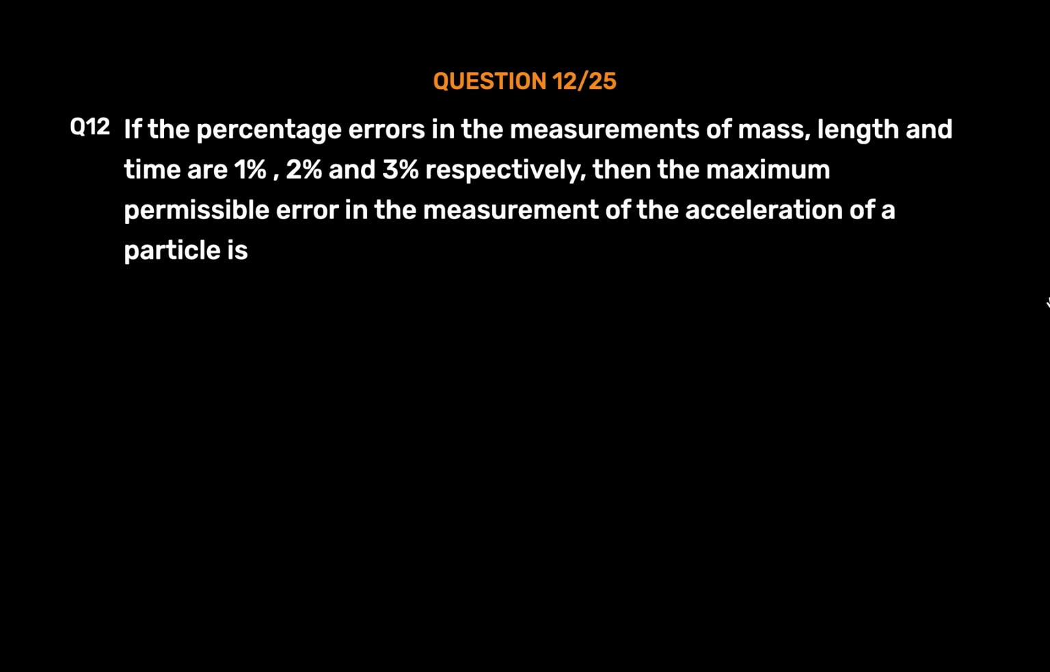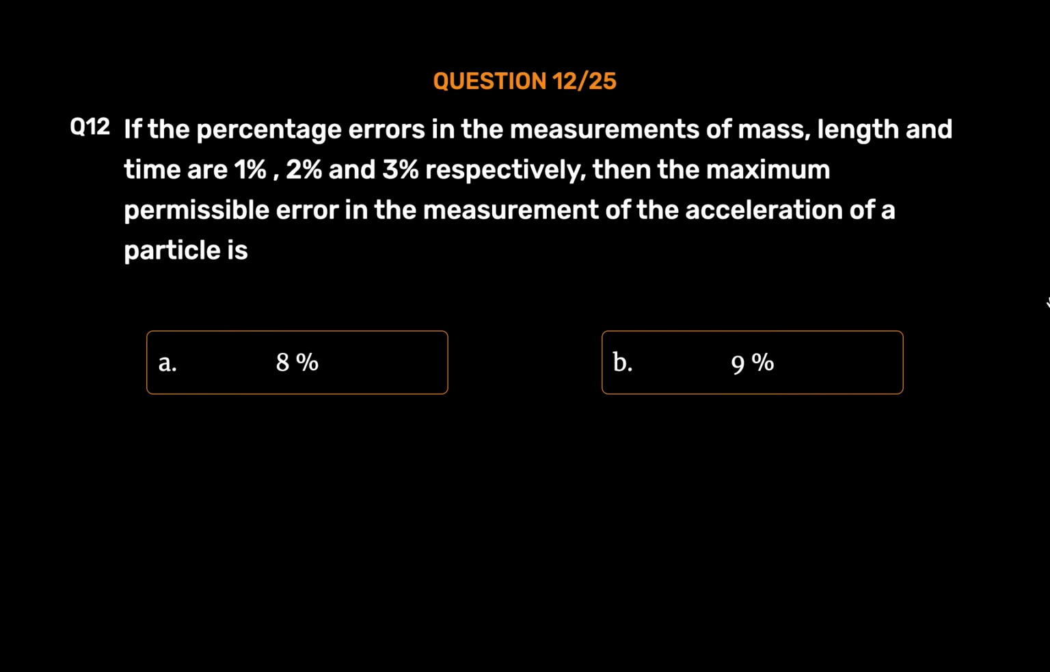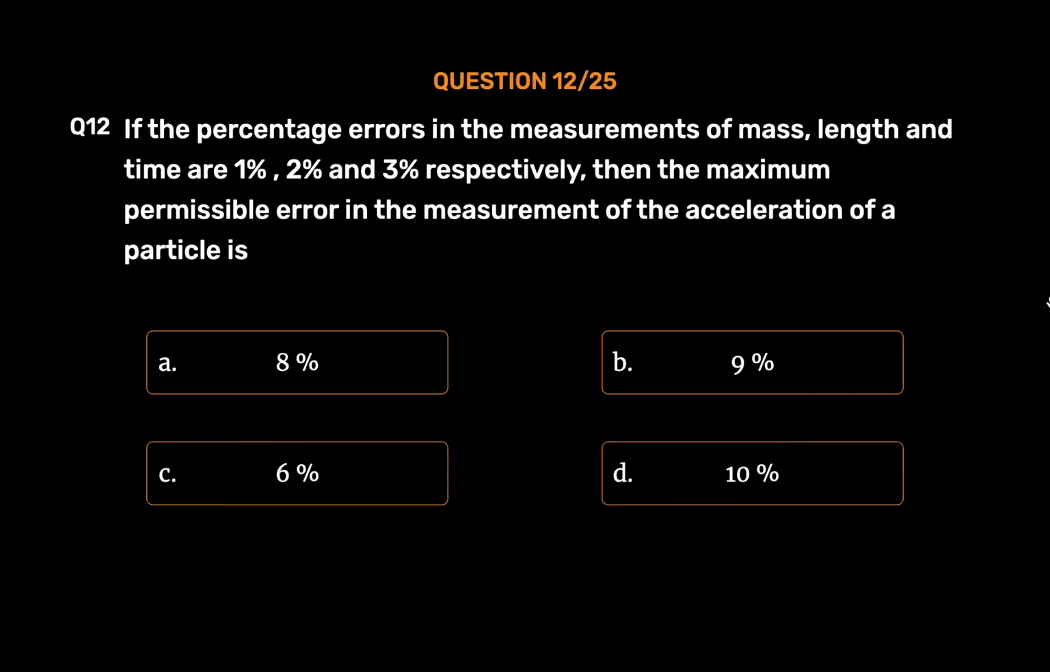Question number 12. If the percentage errors in the measurements of mass, length and time are 1%, 2% and 3% respectively, then the maximum permissible error in the measurement of the acceleration of a particle is: Option A, 8%. Option B, 9%. Option C, 6%. Option D, 10%.